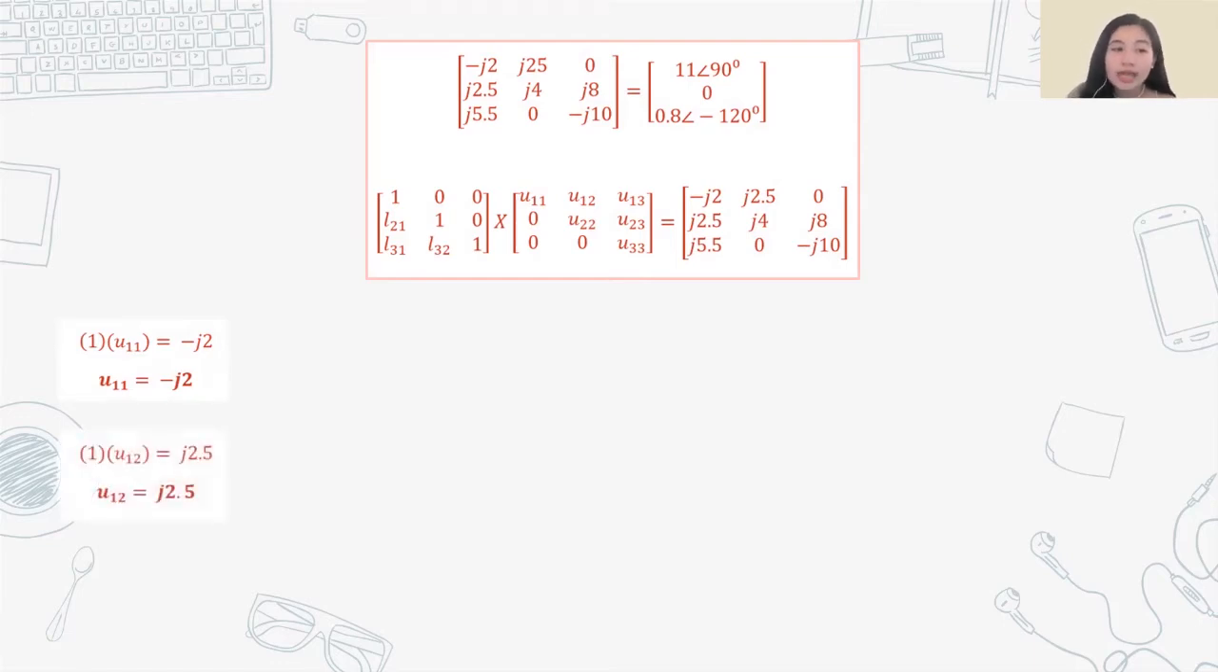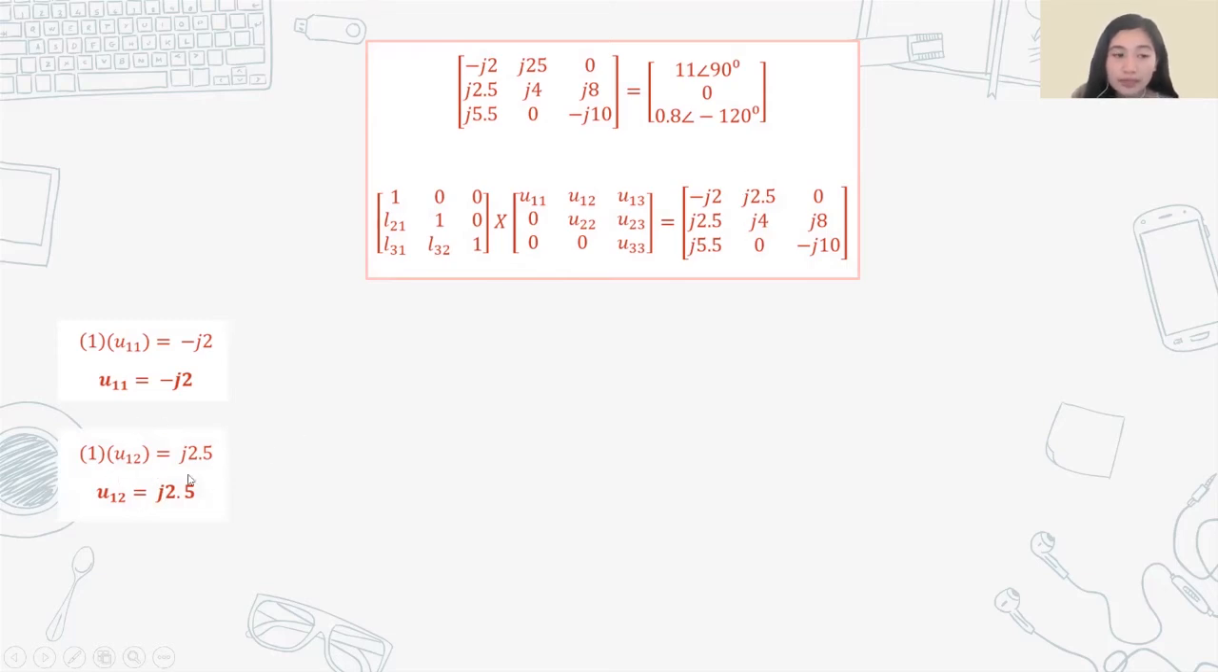Next one is that our 1 times U12. Why? Because yung ating 1, this 1 will be multiplied to this U12 since tapos na tayo dito sa part na to, itong part naman ng ating sasagutan. So 1 times U12 would be equivalent to our J2.5.